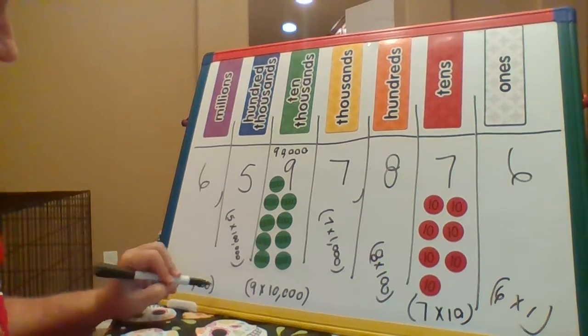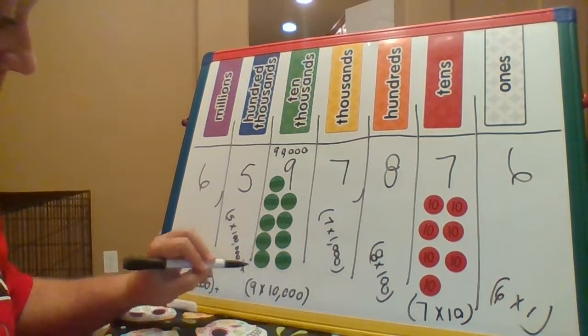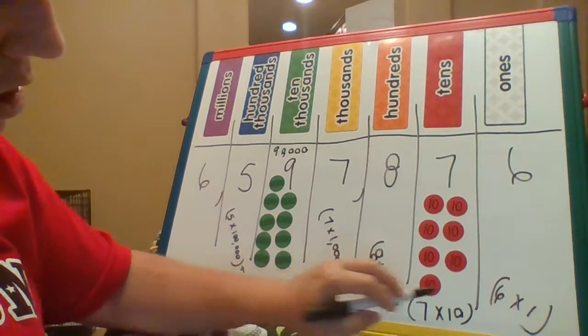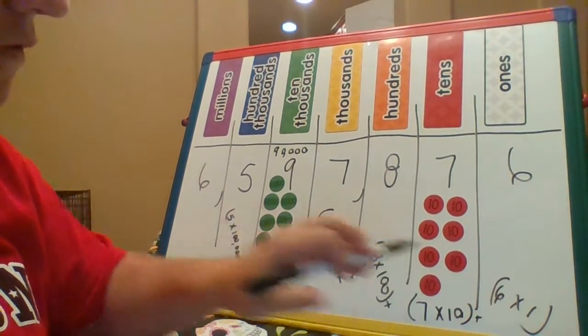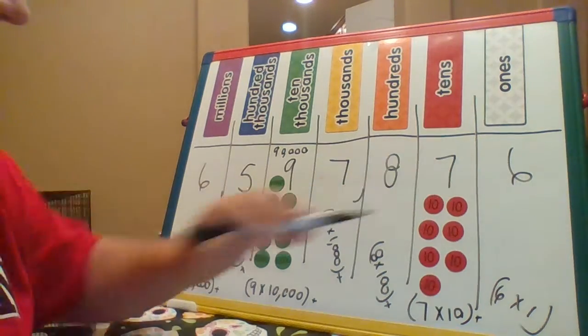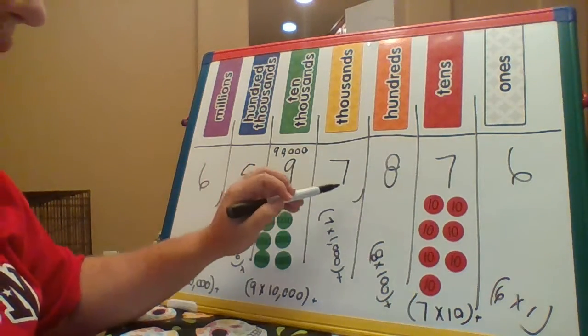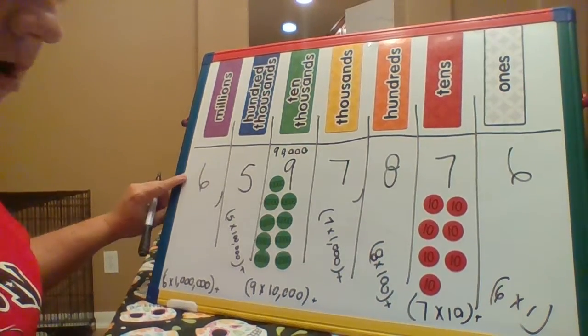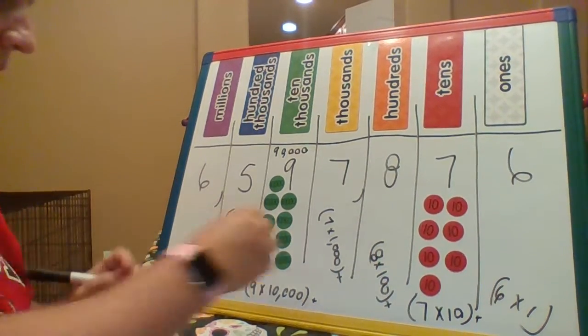And when we write all these out, we put plus signs after them, because if we did the multiplication and then added all of them up, we would get back to 6,597,876. That would equal our number here in standard form, okay?